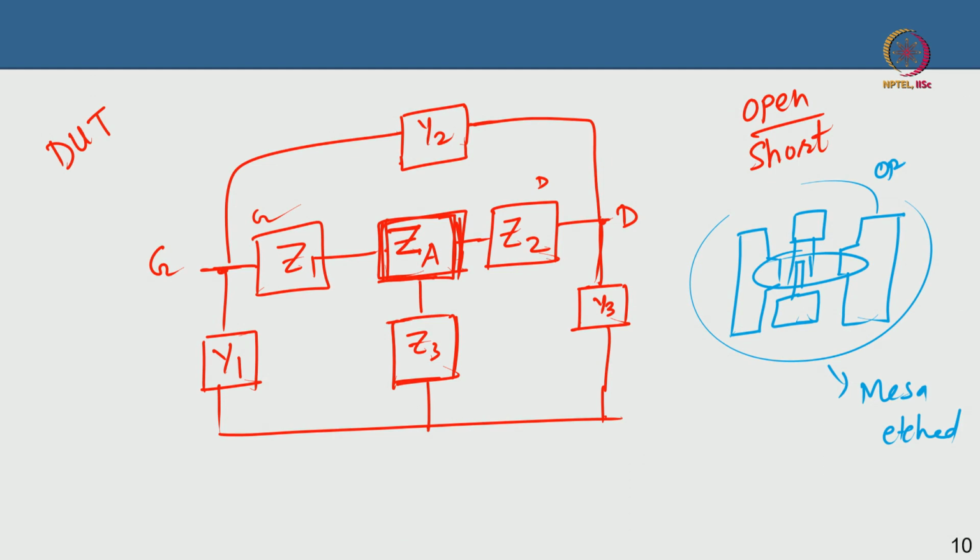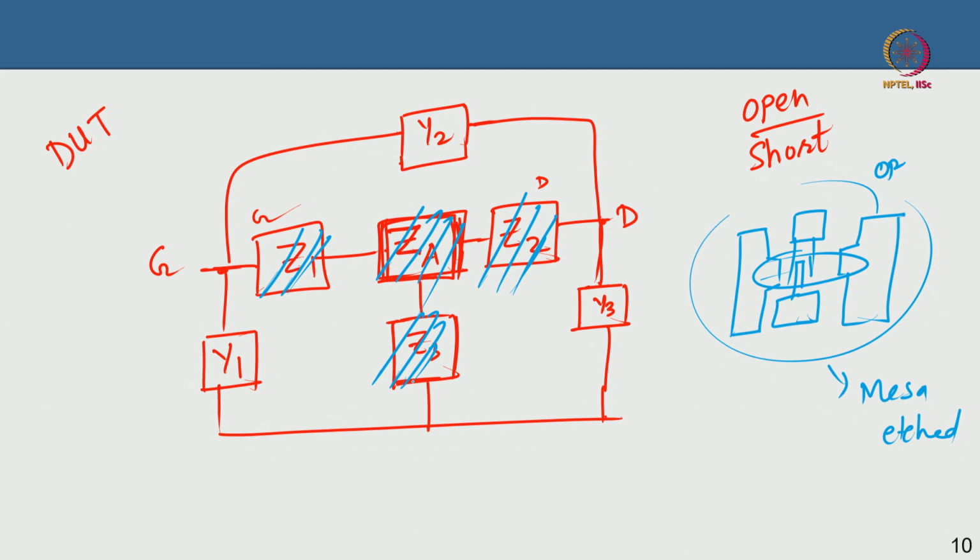When you do not have the active channel, you do not have the series inductance coupling to the active channel from the gate side, from the drain side, from the source side. You do not have the active device itself, then what will happen? This will go away. This will also go away because the pads have nothing to inductively contribute to the device, because the device itself is not there.